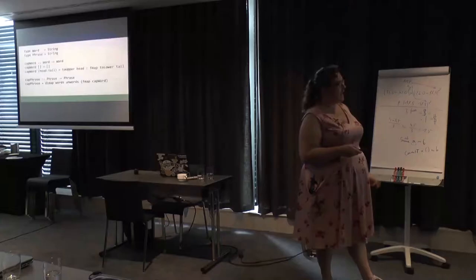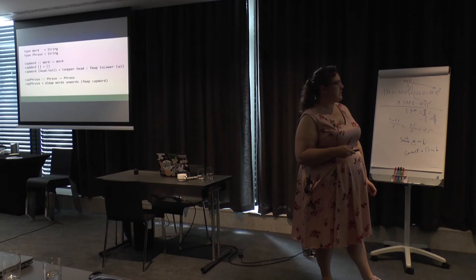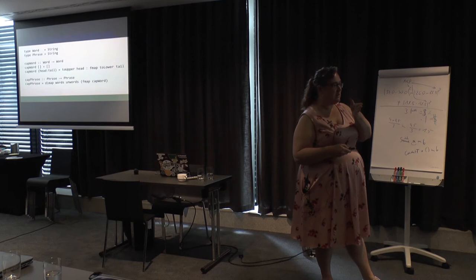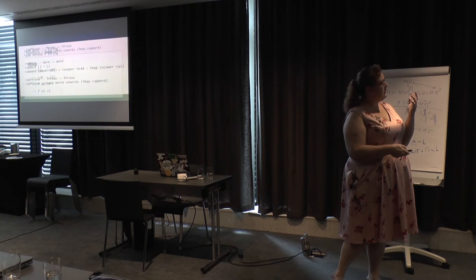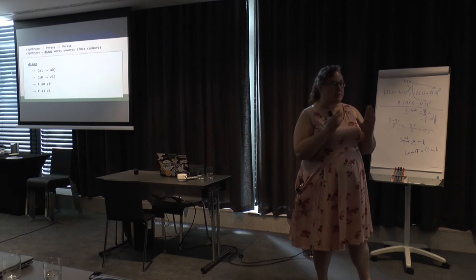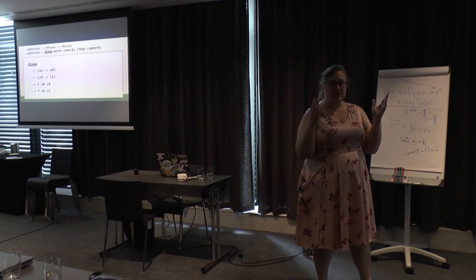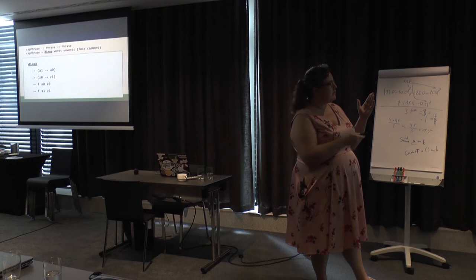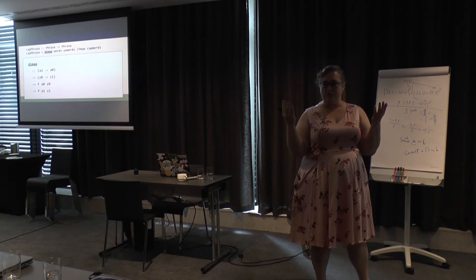Now our cap phrase function is going to use the combination of words and unwords. This is our F and our G and our H. If we have a phrase, a string that has spaces in it, words will take the spaces out and give us a list of strings. Then we'll use FMAP cap word to capitalize the first letter of each one of those strings. Then we'll use unwords to turn it back into a phrase, to put spaces back in it.